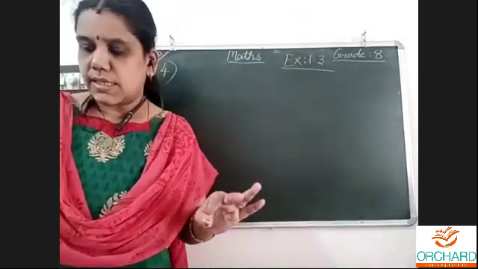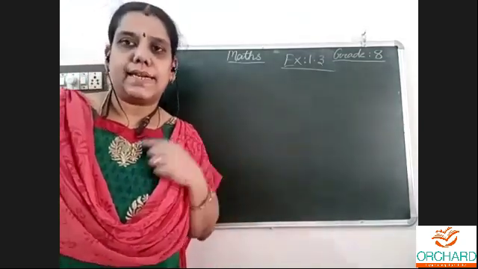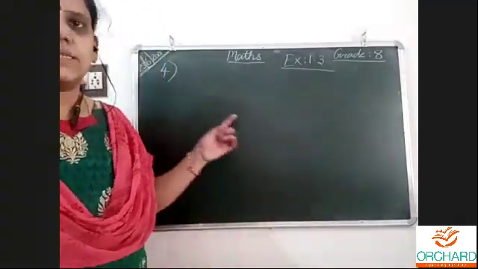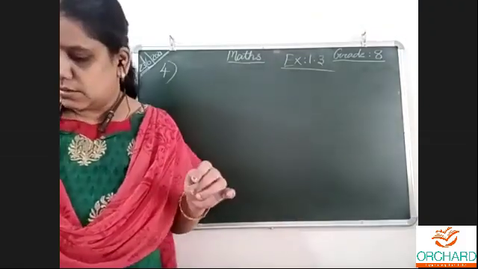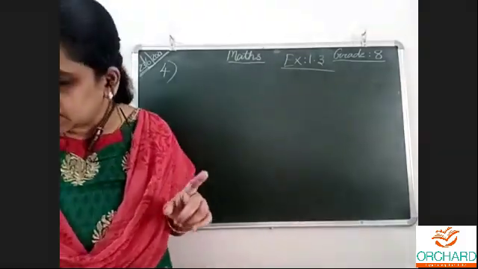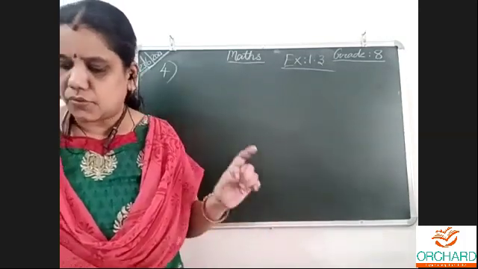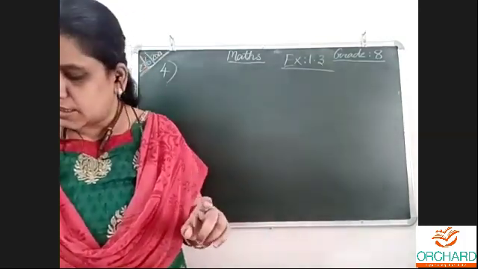Third sum, A and B, two were there. I did one sum only. The other one I kept for homework. Now we are in the fourth question. Verify that the commutative property does not hold true for the division of the following set of rational numbers.